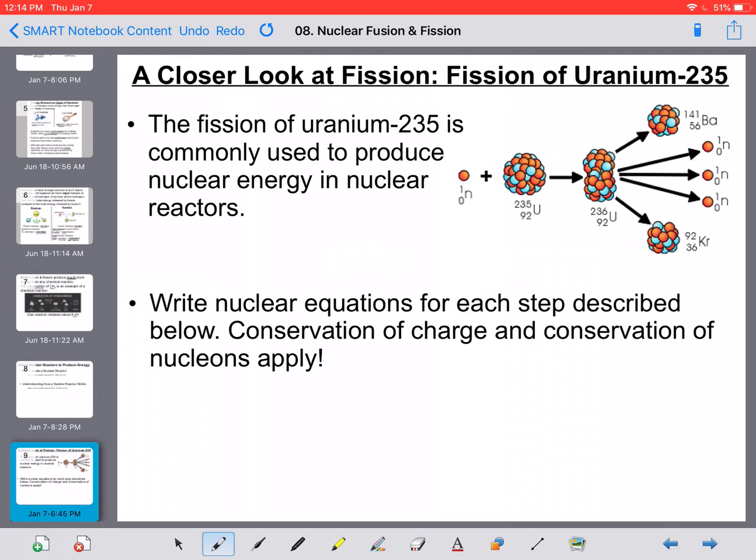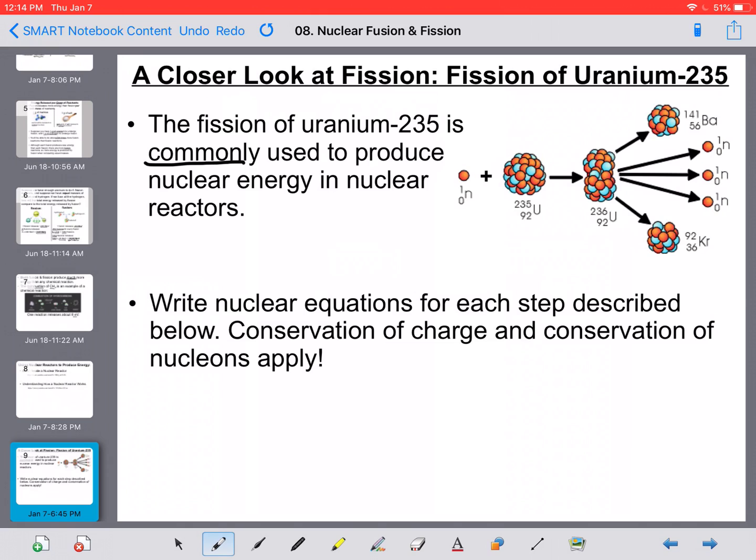All right, now we're going to take a closer look at fission. So we're going to look at the fission of uranium-235. The reason we're going to look at this one is that uranium-235 is what's commonly used to produce nuclear energy in nuclear reactors. So here is kind of what happens, and we're going to write these equations in a second.